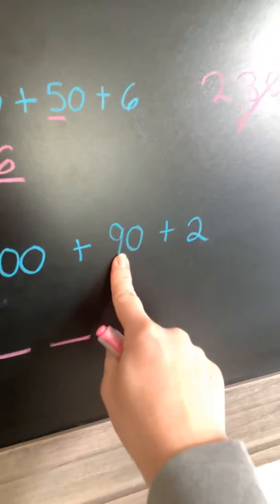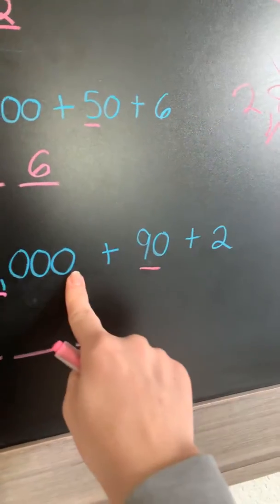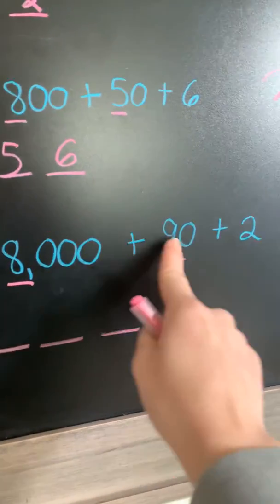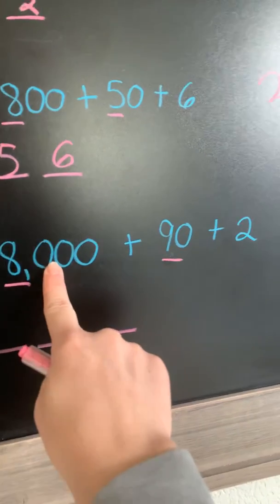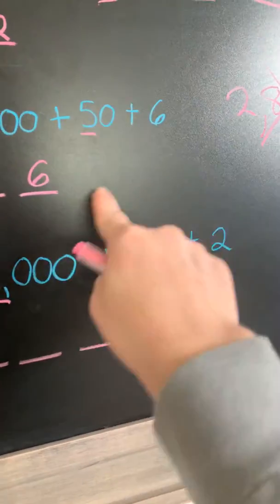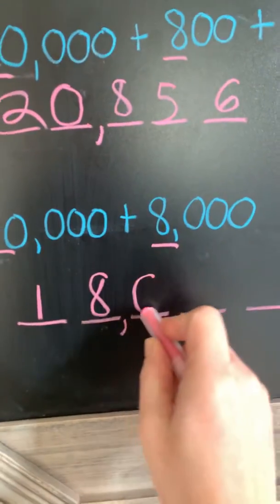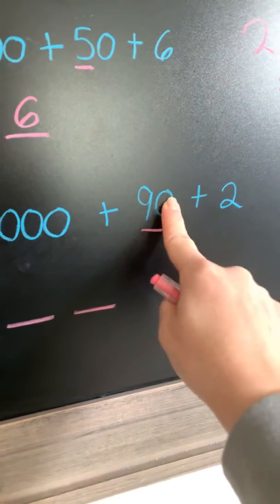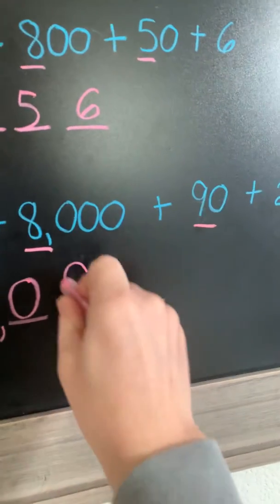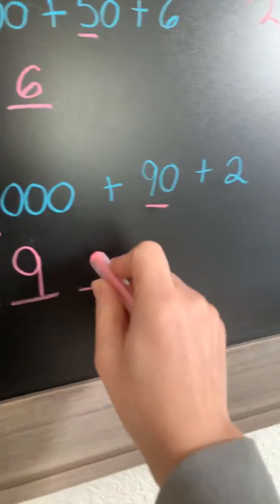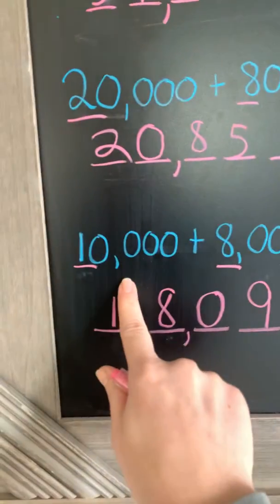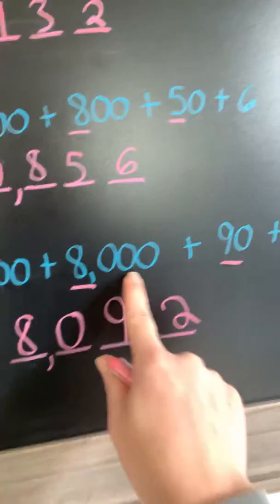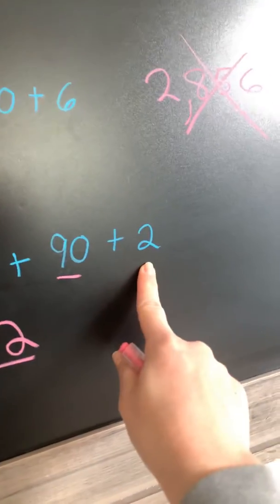The next, I have 90. There's no hundreds between the 8,000 and the 90. Thousands, tens. There's no hundreds. So in my hundreds place, I'm going to have to insert a 0. Then 90, see that 10 digit behind it? So I know that 9 has to go right here. And then my 1's place is 2. So 10,000 plus 8,000 plus 90 plus 2 is 18,092.